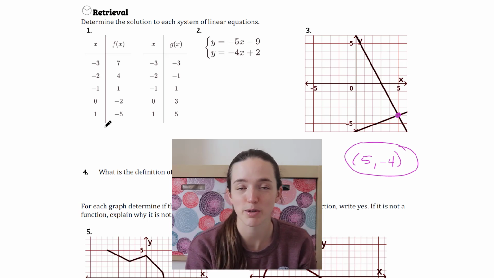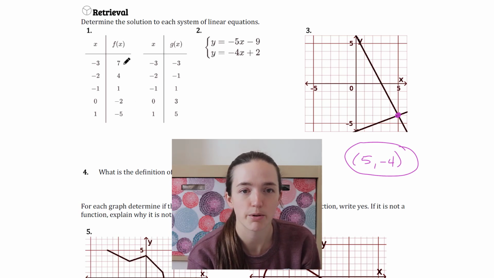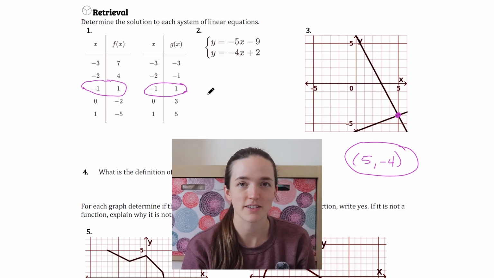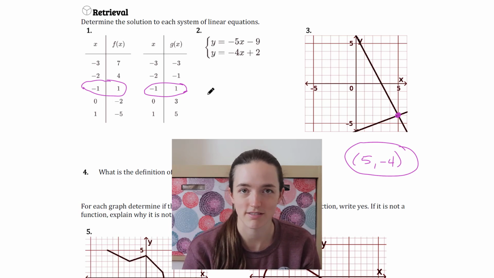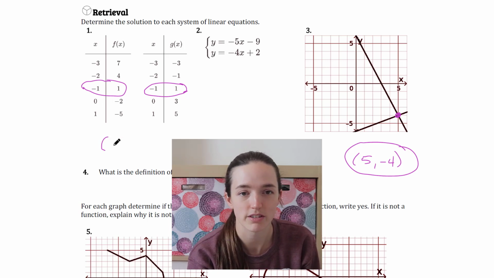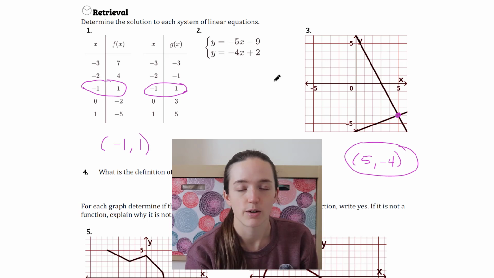once again, you're just looking for the point that they share. So it looks like they both have this point, (-1, 1). If we were to graph these lines, that's the point where they would cross because it's the point that they share. So (-1, 1). Okay, now this one isn't super challenging, it's just a little bit more work than 1 and 3. We have to set these equal to each other.